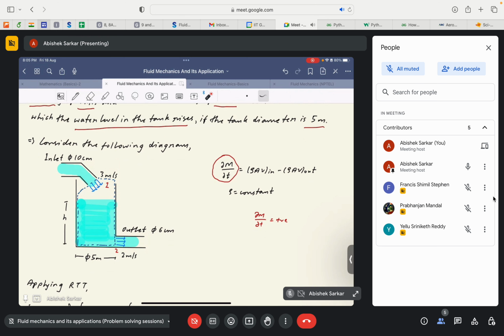So the choice of this control volume is found to be the most ideal for this particular scenario. So could anybody please tell me, what is that thing that makes this control volume quite ideal for this case?